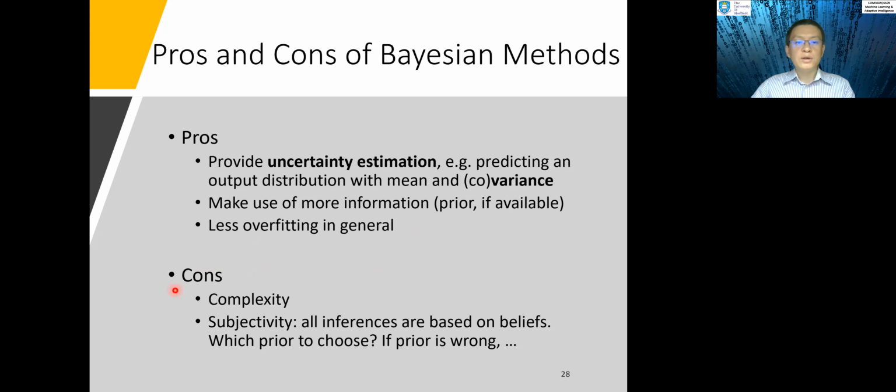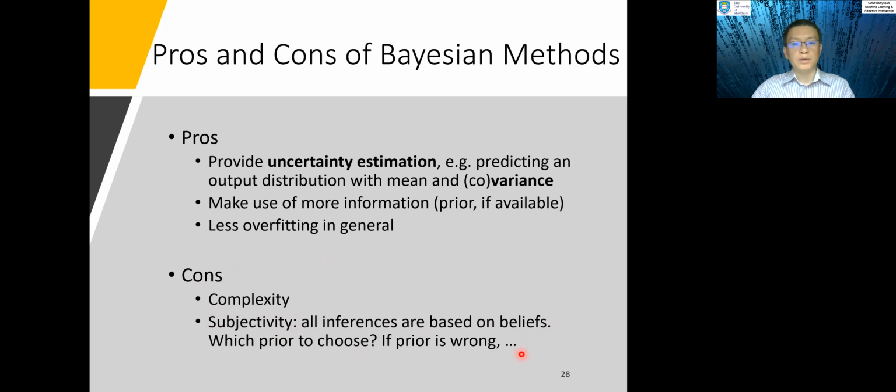However, one of the disadvantages is that it is relatively more complex. And there's also some kind of subjectivity because the inferences are based on beliefs, and belief comes in the form of a prior distribution. So which prior to choose? And what if our prior is wrong? In this case, the model may not give a good prediction.